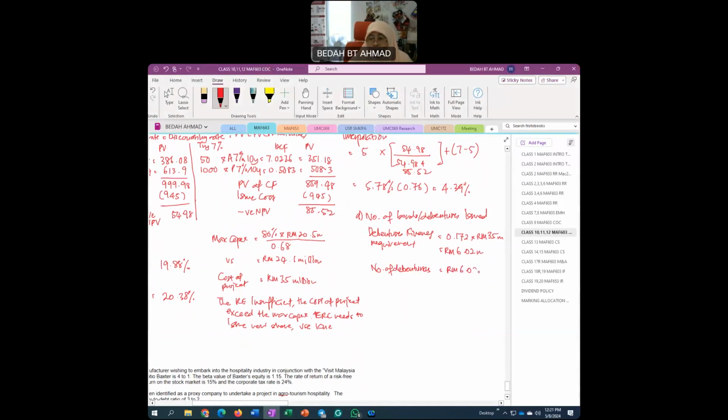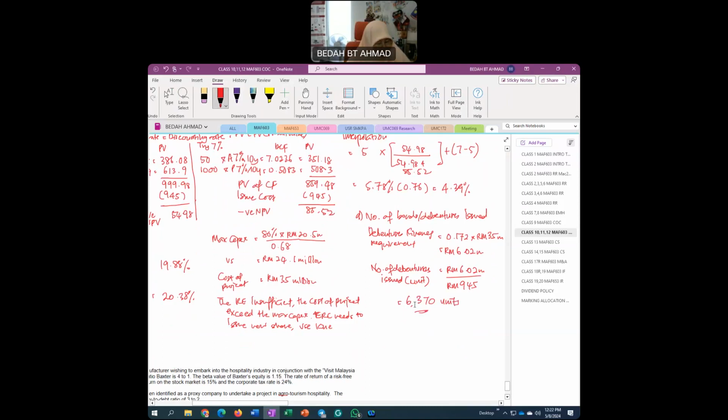And for the number of bonds or debentures, you divide by the debentures price. 6.02 million divided by the debentures price, which is RM945. So don't make mistakes on that. The number of debentures issued is in units. So 6.02 million divided by 945 is about 6,370 units. So this is the answer.